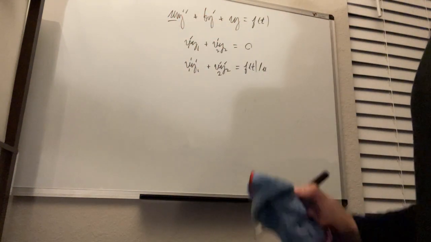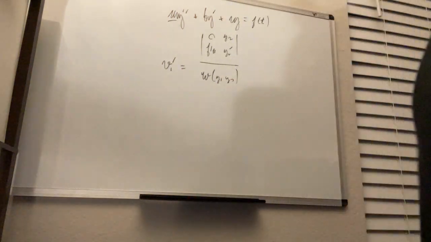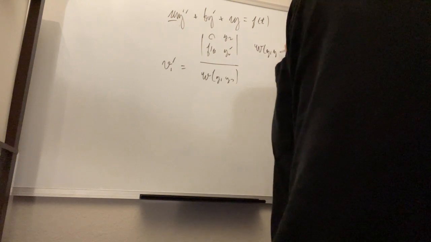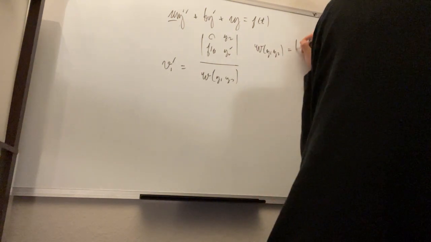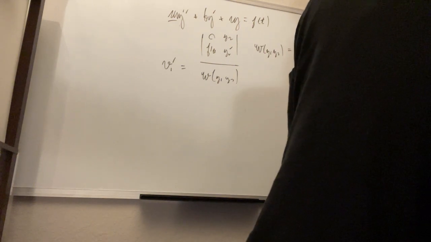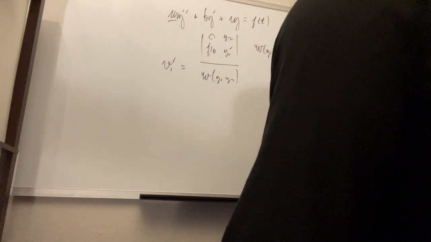All right. Now, if you know a little bit of linear algebra, we're going to get that v1 prime is equivalent to the determinant of 0, f divided by a, y2 and a y2 prime, divided by the Wronskian of y1 and y2. Now, the Wronskian is a determinant, i.e. the Wronskian of y1 and y2 for the two case is just equivalent to the first row you have y1 and y2, and then in the second row you take its derivative, so y1 prime and then y2 prime.